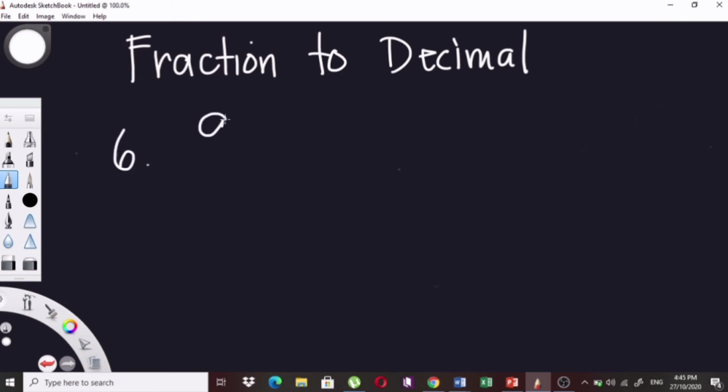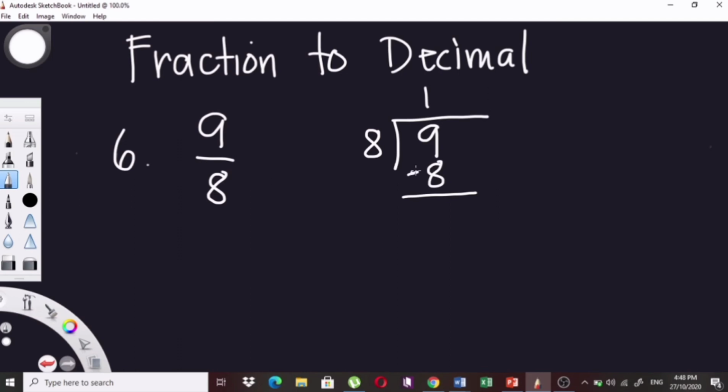Okay, number 6. 9 over 8. So, that means 9 divided by 8. Ang 9 ang dividend, ang 8 ang divisor. So, dahil mas malaki ang dividend kaysa sa divisor, hindi tayo mag-add ng 0. So, ilang 8 meron sa 9? Siyempre, meron tayo isa. No? So, 1 times 8 is 8. Lalagay natin 8 dito. Then, minus. 9 minus 8 is equal to 1.